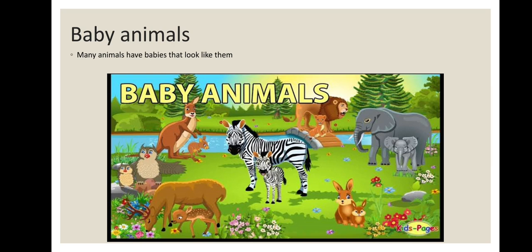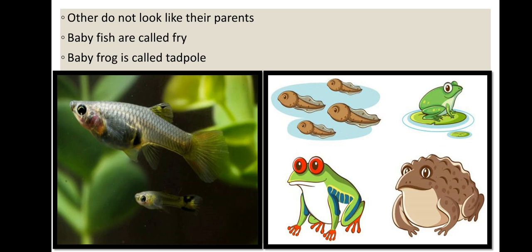Baby animals. Many animals have babies that look like them, but some of the animals lay eggs and their babies do not look like their parents. For example, baby fish are called fry and the baby fish do not look like the adult fish. In the next picture you can see a frog and a tadpole. So the tadpole does not look like the adult frog.